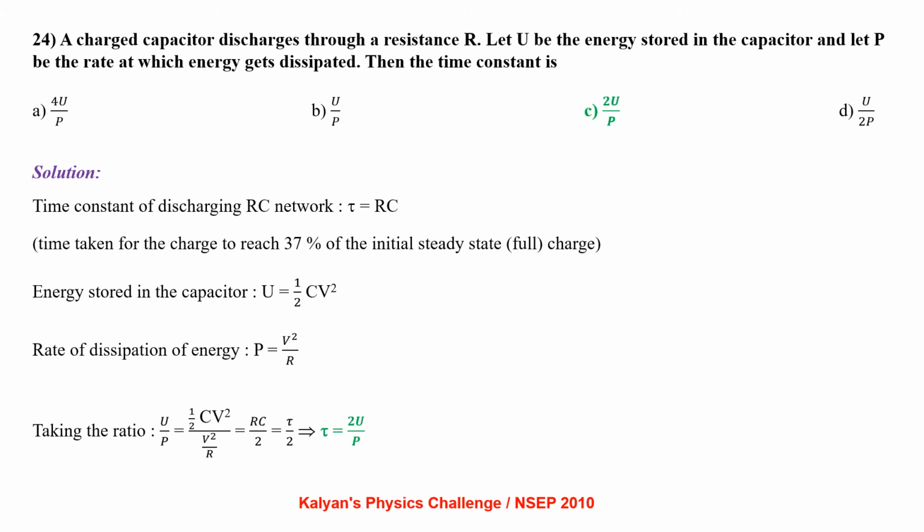A charged capacitor discharges through a resistance R. Let U be the energy stored in the capacitor and let P be the rate at which energy gets dissipated. Then the time constant of discharging RC network tau equals RC, that is the time taken for the charge to reach 37% of the initial steady state value. Energy stored in the capacitor U equals half CV square. Rate of dissipation of energy is V square by R. Taking the ratio, we get tau equal to 2U by P.